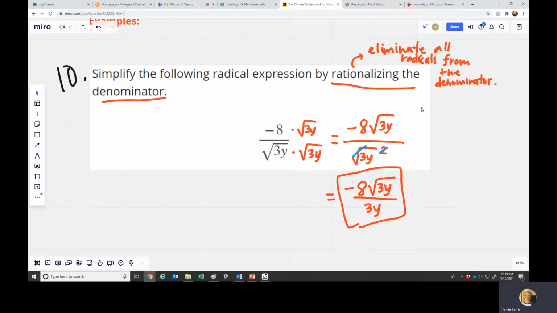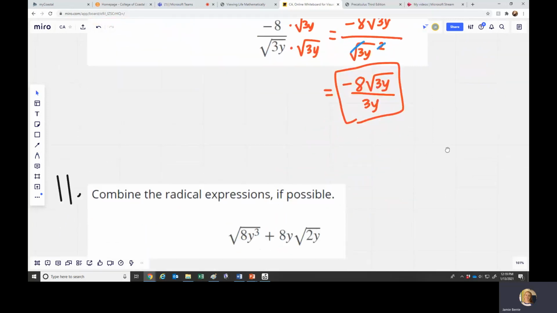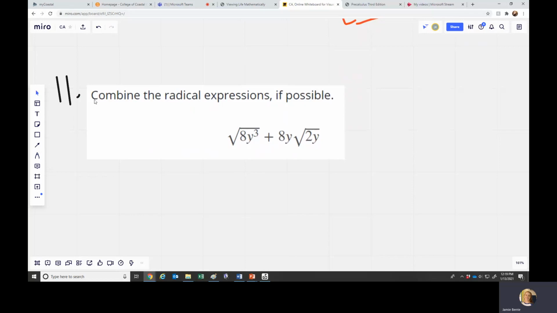So that's how you rationalize the denominator. If you have a simple radical in your denominator like this, you would just multiply it by itself in the top and in the bottom. All right, so this one says combine the radical expressions if possible.